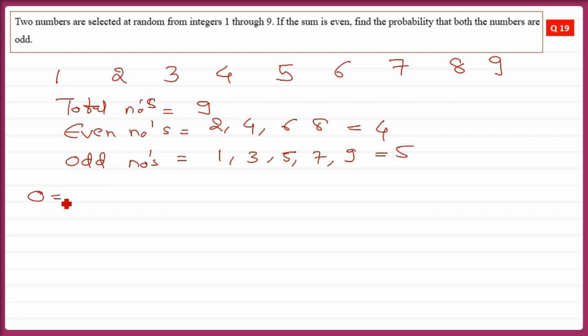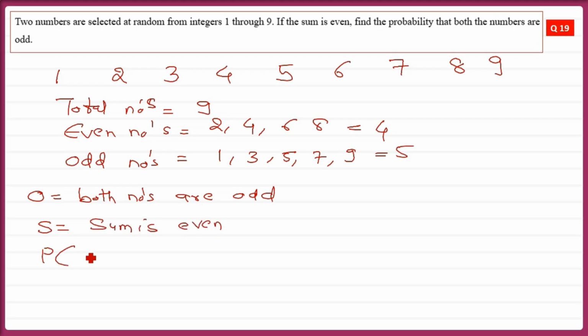So let's make it as O. Both numbers are odd. This is our O. I am representing this as a probability O. If the sum is even, let's make it as S. Sum is even. So the probability, if the sum is given, that is a conditional probability. And whatever is given goes below. So P(O|S) has to be computed.